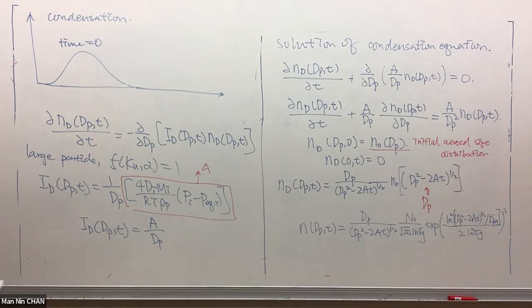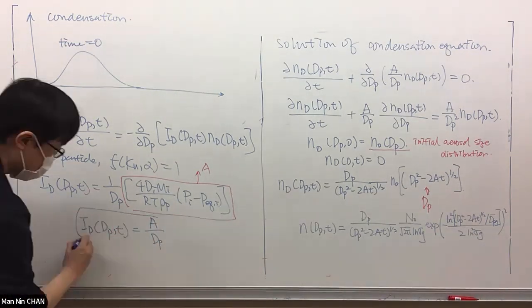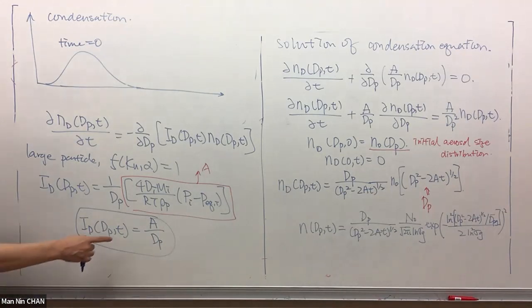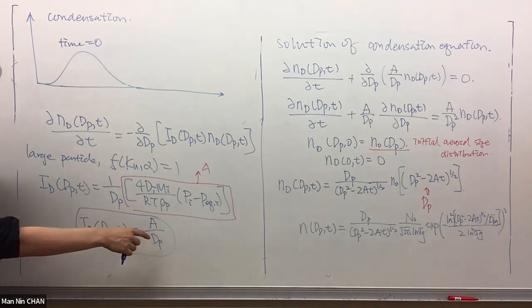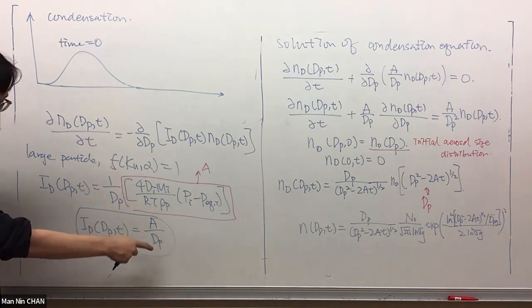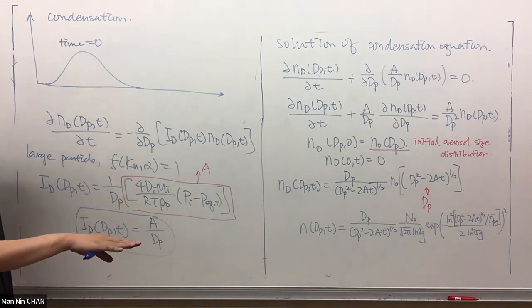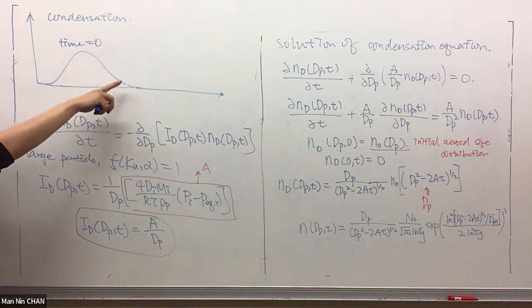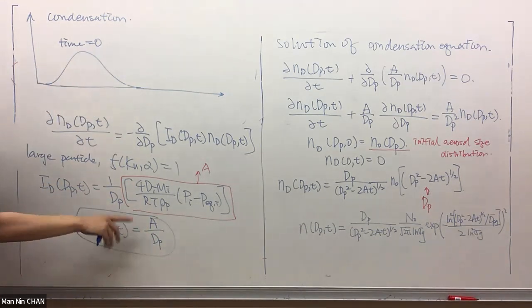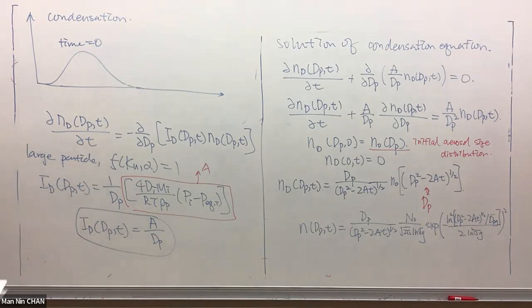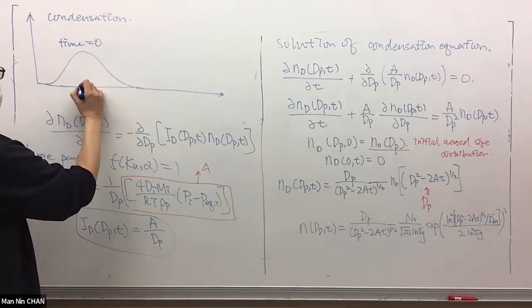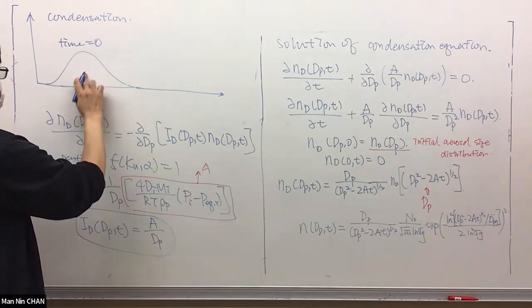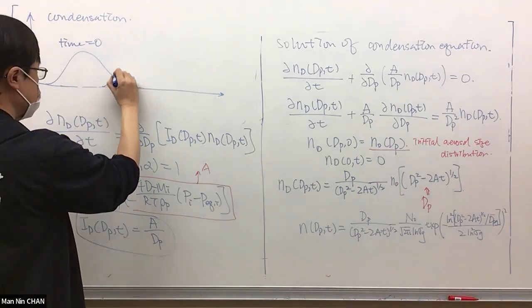But one thing is, if you remember, the most important concept to understand how your size changes is to go back to this term. This is your condensation growth rate at a given size, which will be equal to A over dP, right? That means if your dP is smaller, the smaller particles will grow faster, if you look at this equation. So initially you have a log normal distribution, but because the smaller particles will grow faster, what will happen is, so now you will see, at a certain time.